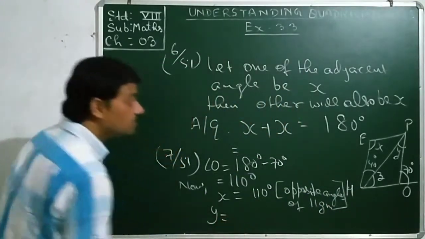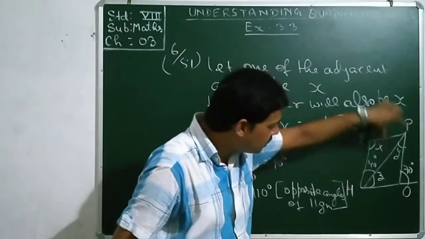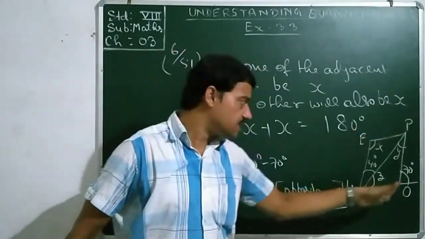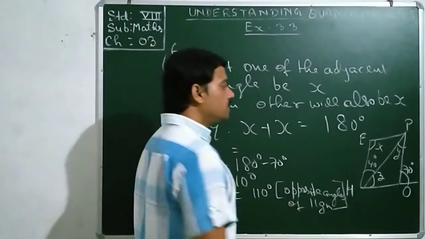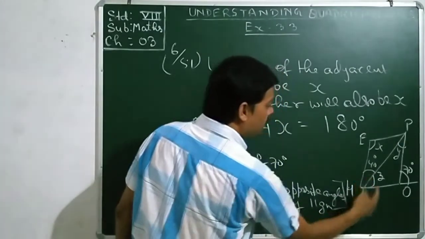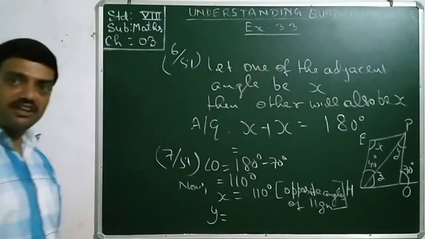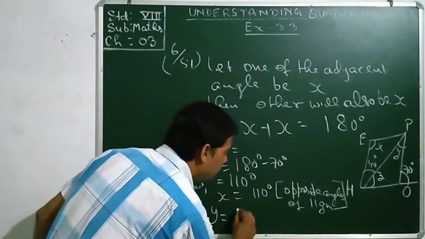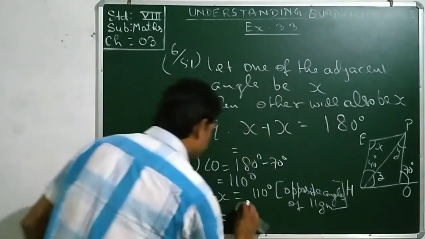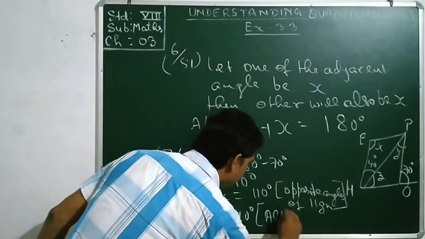Y will be, see, if you consider PE and HO as two parallel lines and PH as the transversal between them, then you will realize this angle and this angle both are alternate interior angles. So y will be 40 degree, because alternate interior angle.